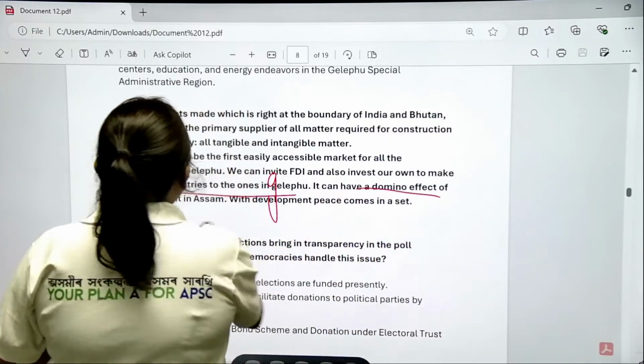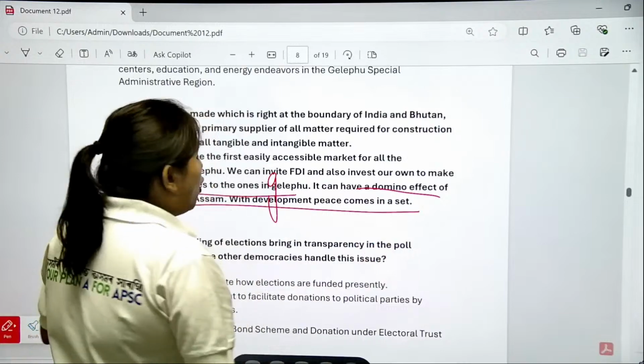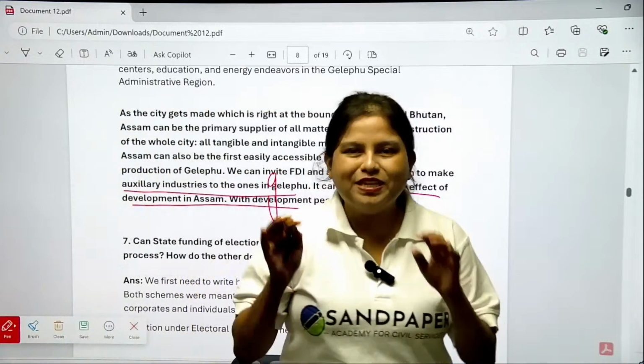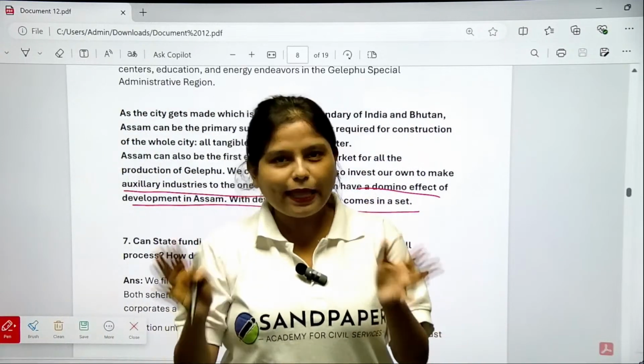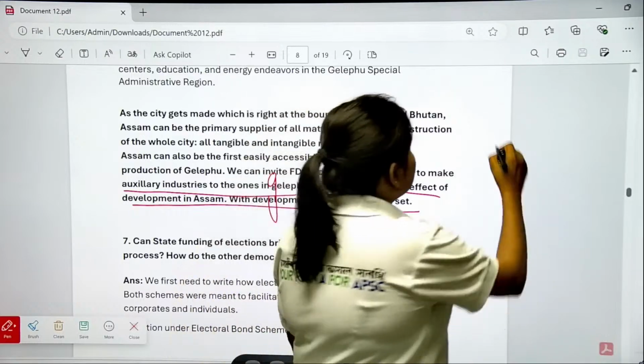It can have a domino effect on the development of Assam also. With development comes peace. Eto eta angle mo add kori disu, development er logot ahe peace.